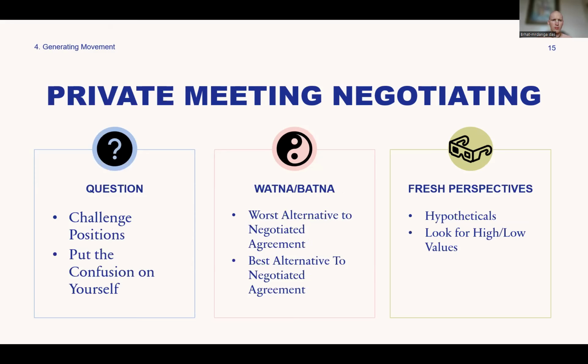Now, when we get to the private meetings, this is where we use what's called, in the center frame there, you see a WATNA and a BATNA. A WATNA means a worst alternative to a negotiated agreement, and a BATNA is the best alternative to a negotiated agreement. Our friend Dr. Zach called this part of the process the chamber of horrors. What you want to do is scare the heck out of them.